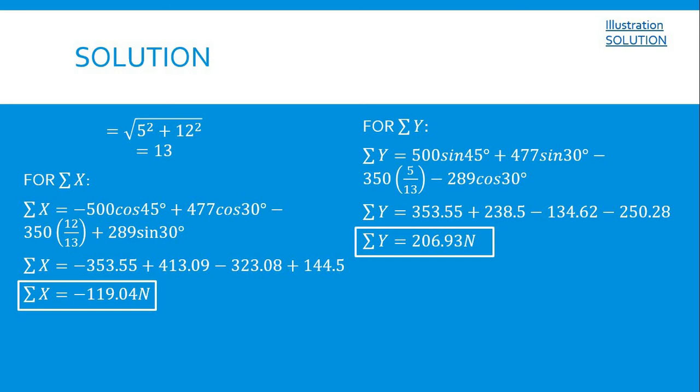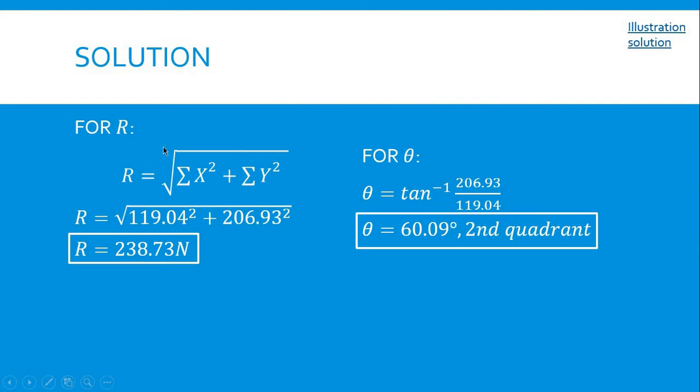We get the summation of y is equal to 353.55 plus 238.5 minus 134.62 minus 250.28, which gives the total of 206.93 Newton. So in getting the total resultant, this is the formula.